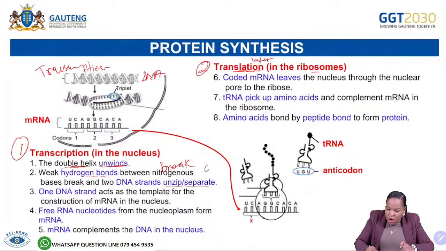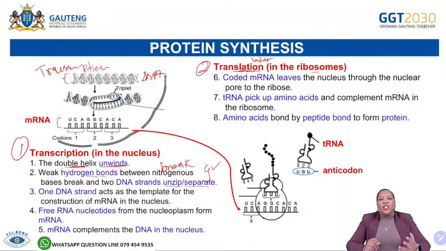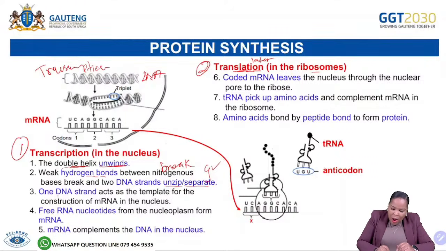Remember, all of this is just 1 mark. For saying the hydrogen bonds break, it's 1 mark, and then the DNA double strand unzips, it's 1 mark. So unzipping and breaking will give you just 1 mark. Then 1 DNA strand. Now, this is very important for you to differentiate from DNA replication.